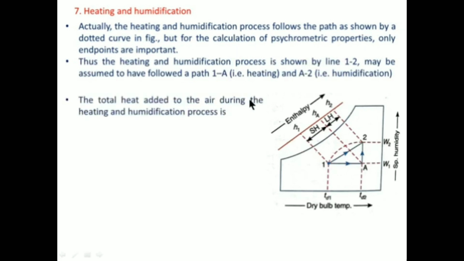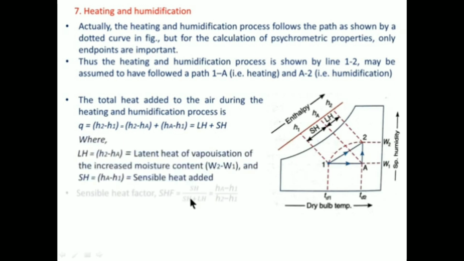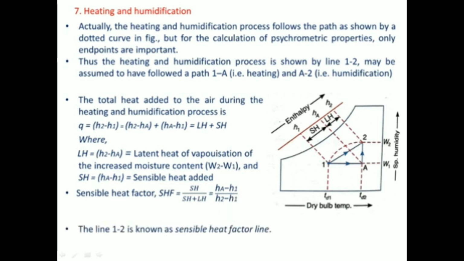The total heat added to the air during the heating and humidification process is Q equals H2 minus H1, which is equal to H2 minus HA plus HA minus H1, which is equal to summation of latent heat plus sensible heat. So directly we can write the sensible heat factor is equal to HA minus H1 divided by H2 minus H1. The line 1 to 2 is known as sensible heat factor line. So this line 1 to 2 is sensible heat factor line.